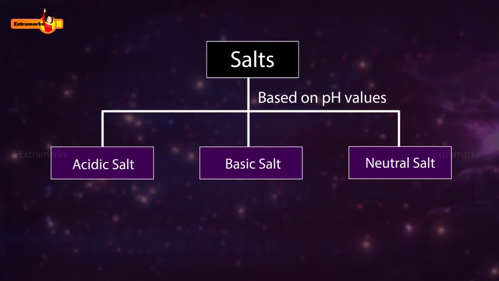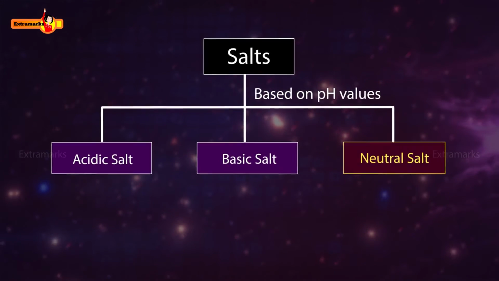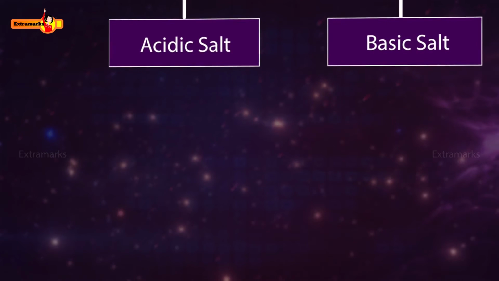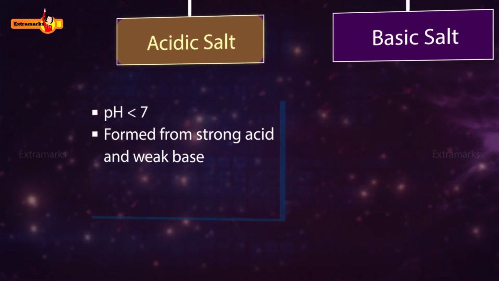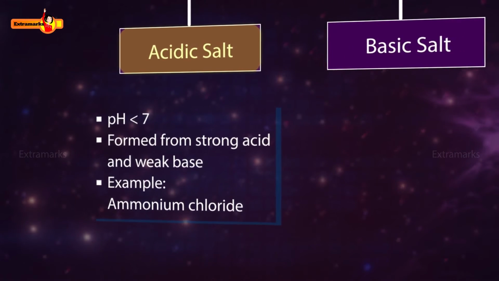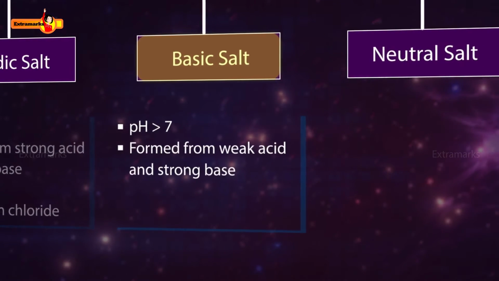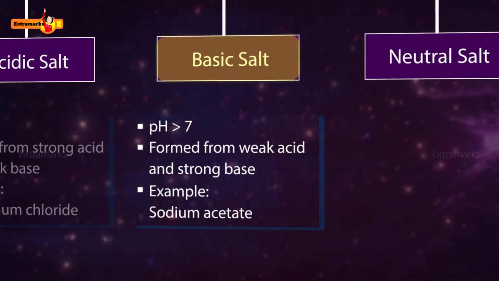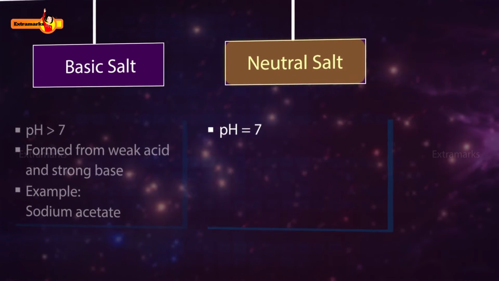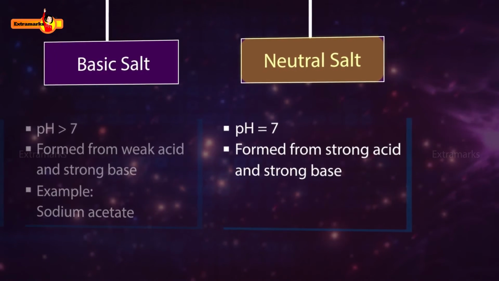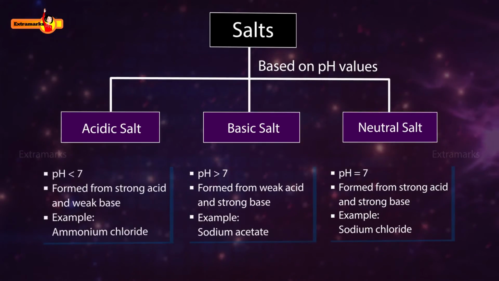Depending upon their pH values, salts can be classified as acidic, basic, or neutral. Acidic salts have pH value less than 7. They are formed from a strong acid and a weak base. Ammonium chloride is an example of this category. Basic salts have pH value greater than 7 as they are formed from a weak acid and a strong base. For example, sodium acetate. Neutral salts have pH value equal to 7. Such types of salts are formed from a strong acid and a strong base. An example of such a salt is sodium chloride.